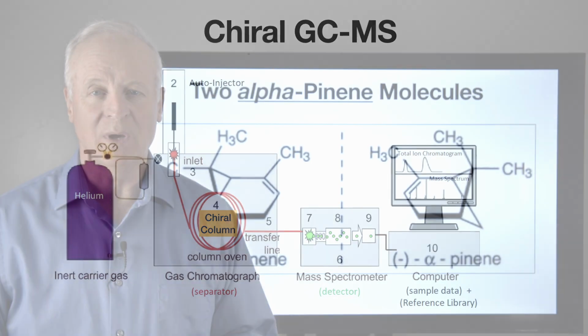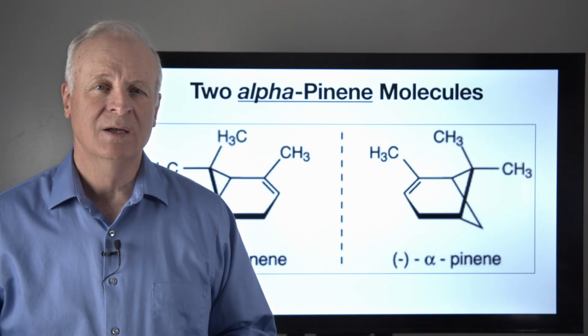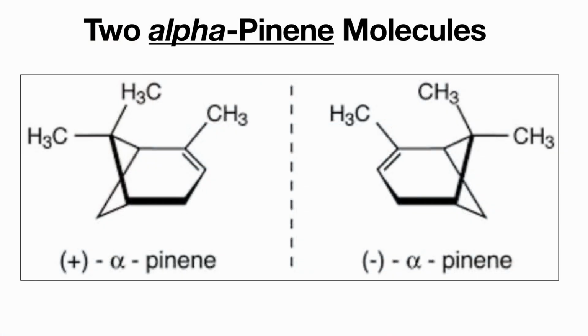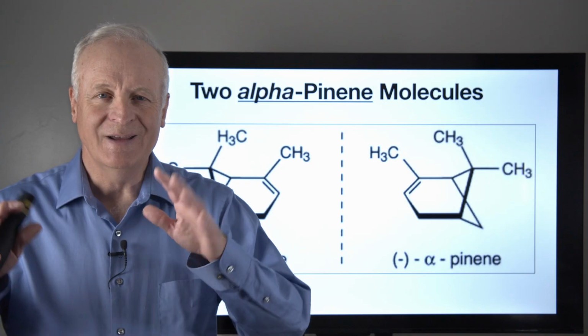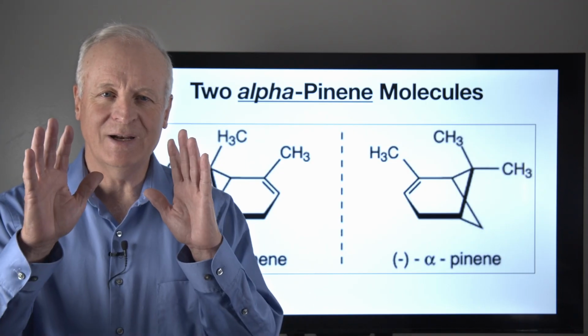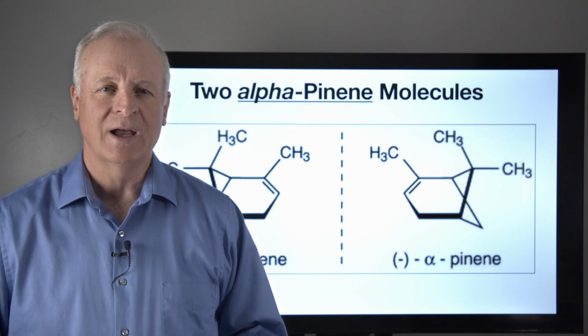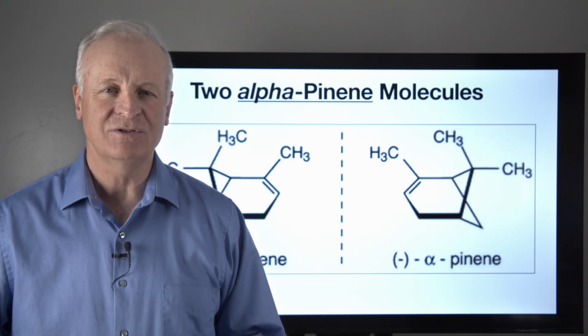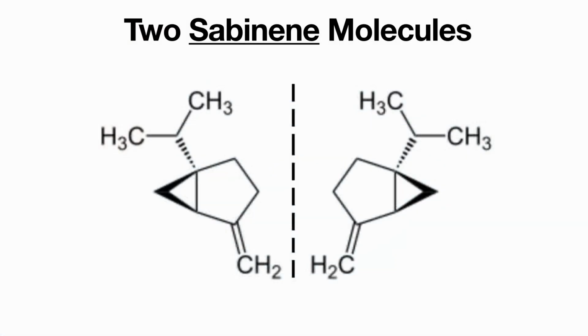Here's what I'm talking about. Alpha pinene comes in actually two forms. They're two enantiomers. They're mirror images of each other. They share lots of the same properties, but in space, within the essential oil, they are two different. One's left-handed and the other one's right-handed. So as we're looking at this, the chiral column in the chiral GCMS will help separate them.